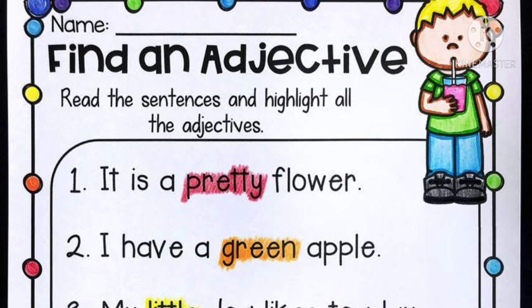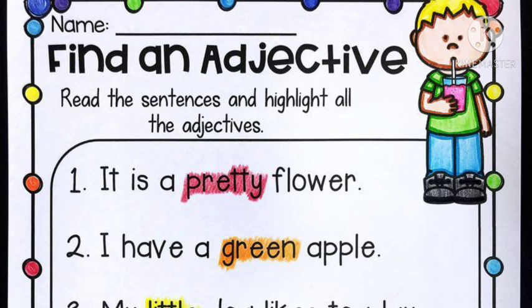That means you have to read the sentence, and you have to highlight the describing words. Today I have done it for you. Let's practice it together. Next time you have to do it. Okay? So come, let's practice.